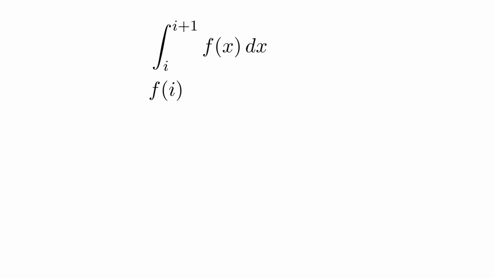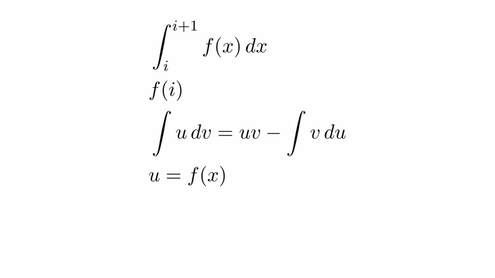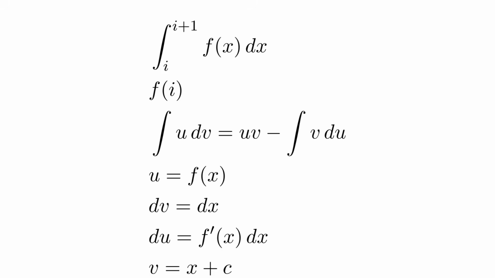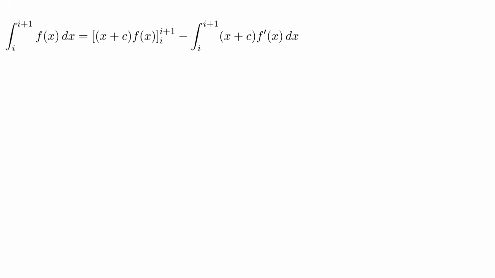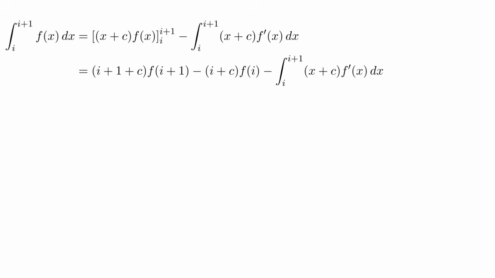Well, we can use integration by parts. We can set u equals f of x and dv equals dx. Then, from there, we get du is f prime of x dx, and v is the integral of 1, which is x plus some constant c. And we get this as the result after integrating by parts. We can now just sub in i and i plus 1 into our non-integral part, and it results in this.